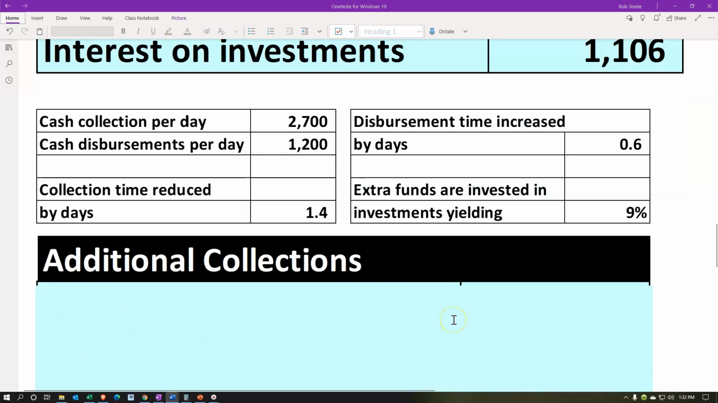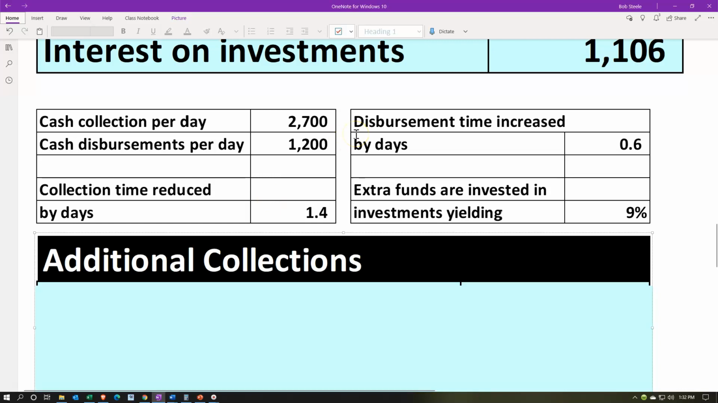So let's just do that again with a new set of data down here. Same kind of problem, new data. We're going to say the cash collections per day now are the 2,700. The cash disbursements are starting out at the 1,200. And then we're going to do something to collect a little bit quicker. So the collection time is reduced by 1.4 days. So we reduce 1.4 days on the collection time.